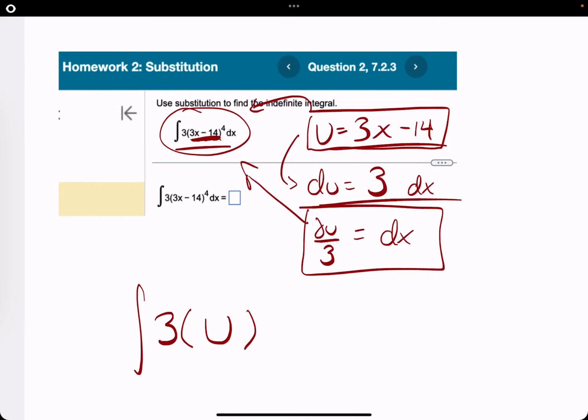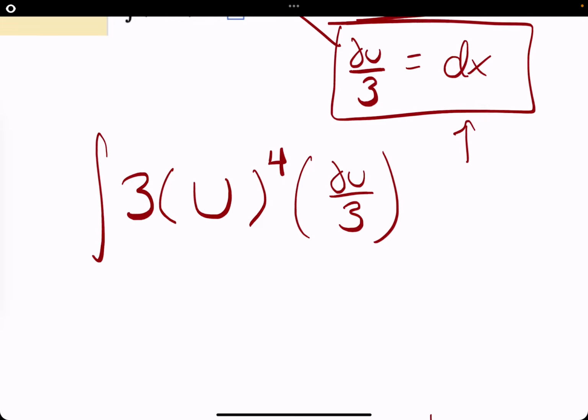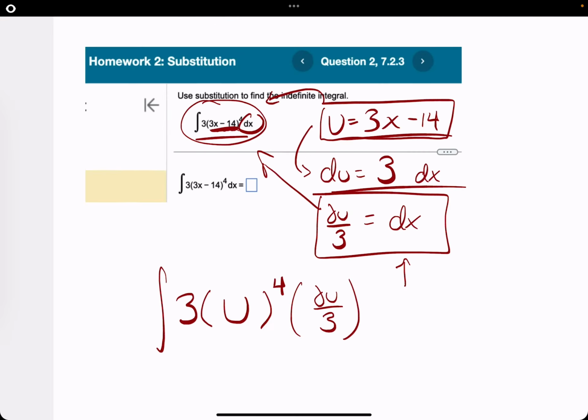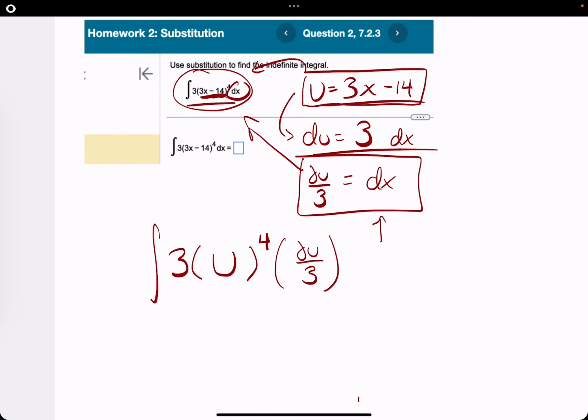So we now have, instead of (3x - 14)^4, u to the 4th. And once again, in place of dx, we learned that dx is actually equal to du over 3. So we're going to plug in du over 3 in place of dx. What we have now is the entire integral in terms of u and du. Notice how we got rid of all the x's and dx's.